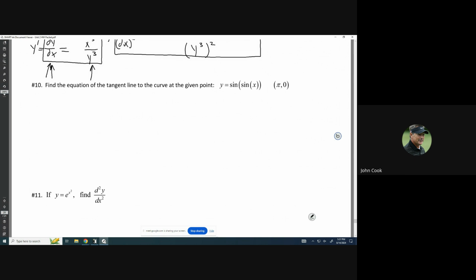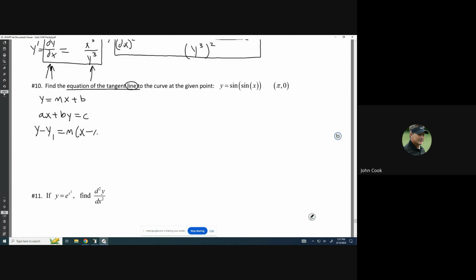All right, number 10. Find the equation of the tangent line. Ooh, that means something right there. Equation of a tangent line, a line. Well, there are three ways that I can write an equation of a line. There's y is equal to mx plus b. There's also ax plus by equals c. And then there's also y minus y1 equals m times parentheses x minus x1.